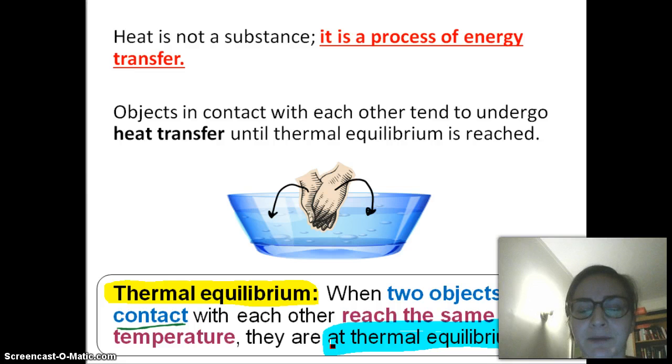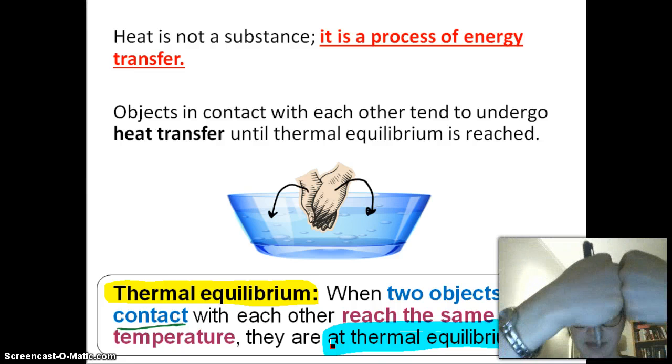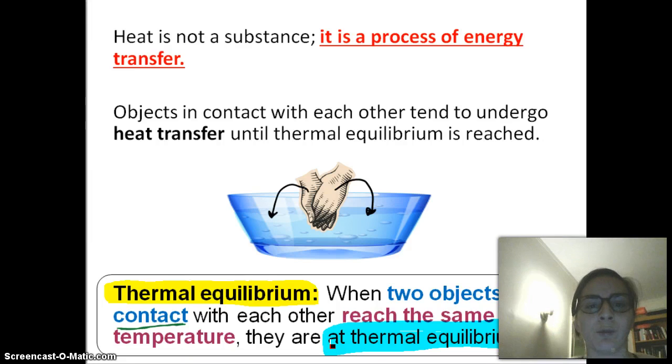So from the top, heat is not a substance, it's a process of energy transfer. Anytime I have two objects in contact with each other that are different temperatures, heat will move from one to the other until they reach the same temperature. You saw this in the demo in class when you put one hand in hot water, one hand in cold water, and then moved them both to room temperature water. The hand that had been in hot water had heat leaving it, and so it started to feel cold. But the hand that had been in cold water, once it was put in lukewarm water, had heat entering in order to reach thermal equilibrium, and so it started to feel hot.